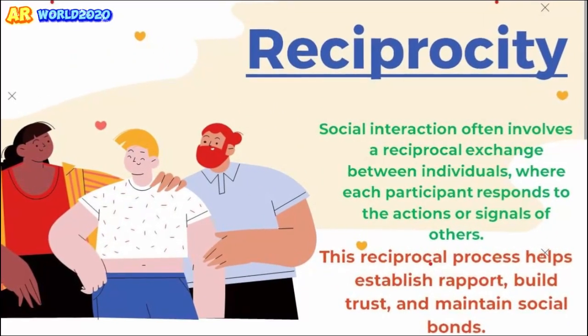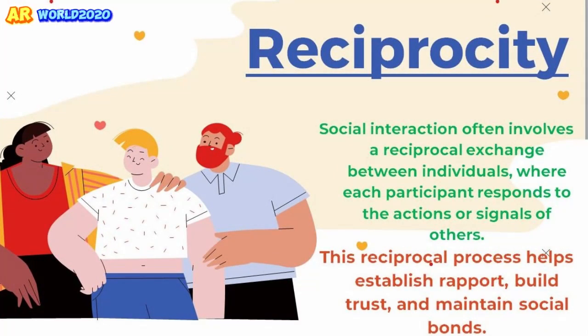2. Reciprocity. Social interaction often involves a reciprocal exchange between individuals, where each participant responds to the actions or signals of others. This reciprocal process helps establish rapport, build trust, and maintain social bonds.